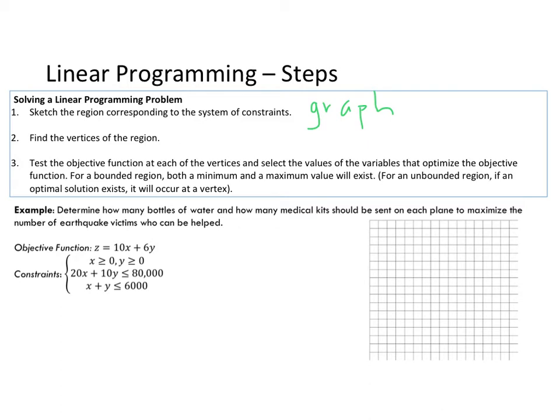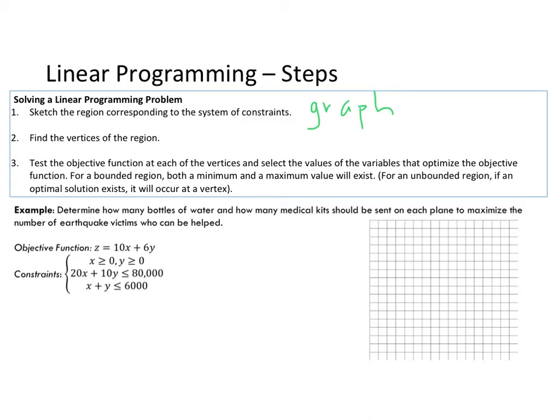In our example, we wanted to know what is the maximum number of people that we can assist. Okay. And just in general, for bounded regions, both the minimum and maximum values will exist. For an unbounded region, if an optimal solution exists, it has to occur at a vertex. So if we go back to our water bottles and medical kits example, notice we have our objective function and we have our constraints.